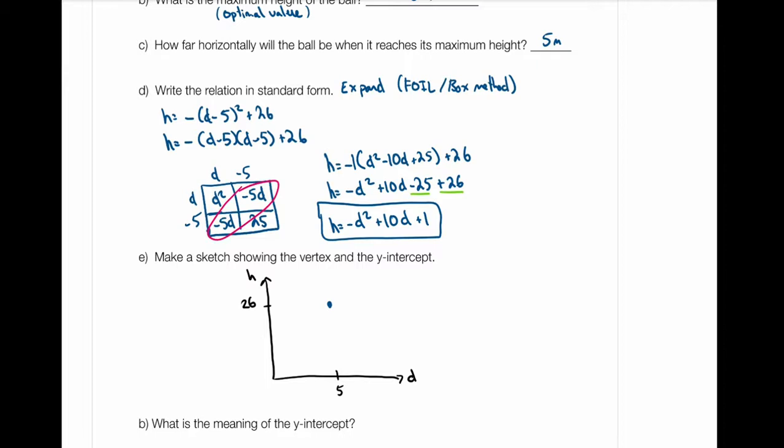The y-intercept, I don't know where the y-intercept is yet, but if we remember our standard form, that last value tells us our y-intercept. Another thing we could do, we could plug in 0 for d, because we know our y-intercept has to be when x is 0. So we can plug in 0 for d and solve. Either way we do it, we'll still get the same value of 1.